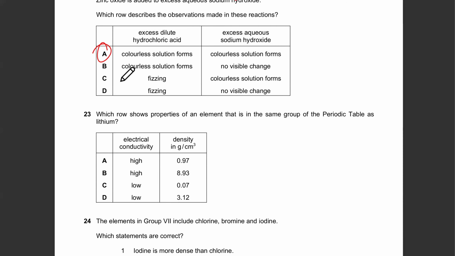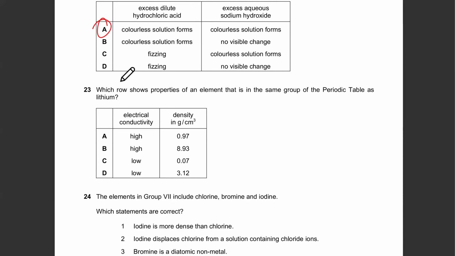Yes. Which row shows properties of an element that is in the same group as lithium? Lithium is in group one, so what are the properties of a group one metal? It will have high electrical conductivity, and then the density is going to be the lowest. Wait, it's going to be A. It's going to be A.